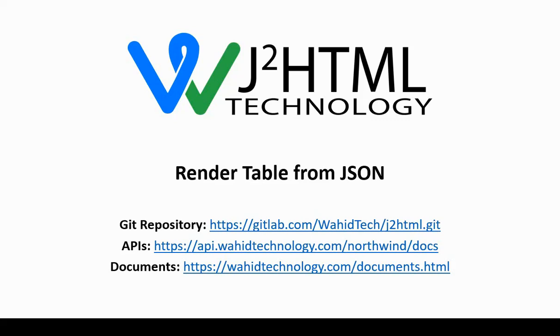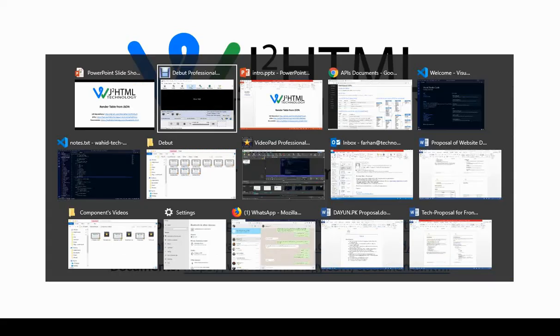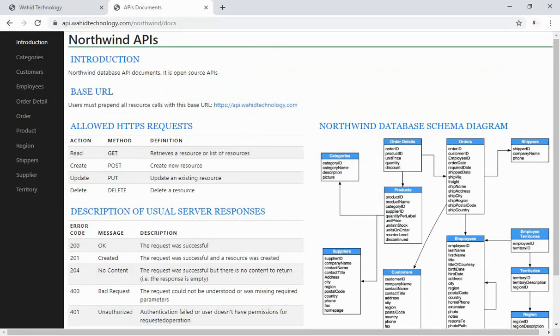There are different methods in our library that can be found on our website, and we can use any of those methods. In addition, we have developed an API, the name Northwind APIs, as you can see on your screens. These APIs are freely available and accessible for all. These are developed in order to test our J2HTML library.